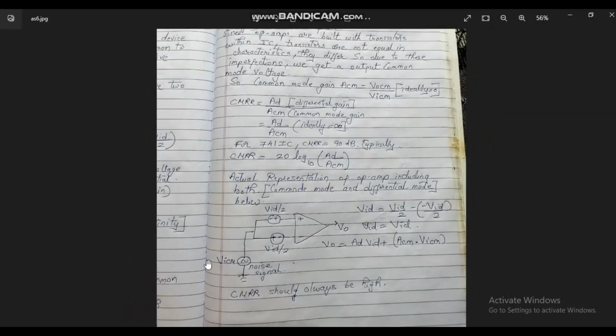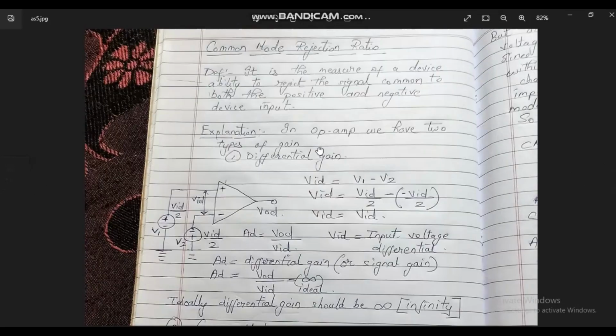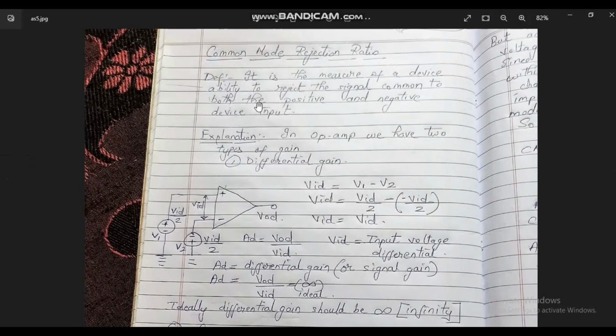So this is what we have learned in common mode rejection ratio. It should always be high so that it eliminates the noise signal that comes and we get the real signal at the output. So this is the definition as I said: it is the measure of a device's ability to reject the signal common to both the positive and negative device input. So that was common mode rejection ratio. Hope you understood it. Next we'll cover many other topics and many other parameters. Thanks.